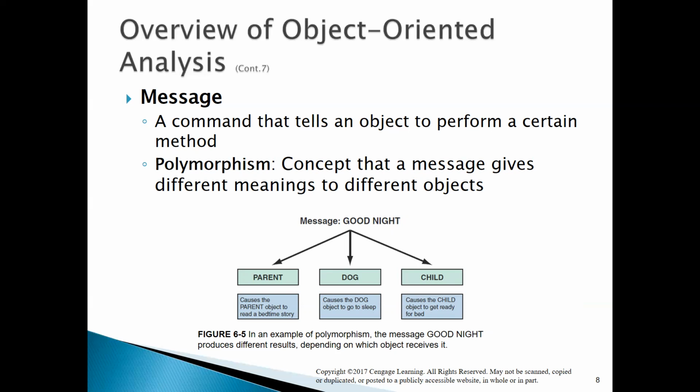Now we have some objects defined over there. We have an object for parent, dog, and child. Polymorphism means a message may mean differently to different objects. For example, when we say good night, a parent would think it is time to read a bedtime story for the kids. When you say good night to a dog, the dog may think it means to go to sleep, whereas for a child it is to just get ready for bed. So that simple message good night is interpreted differently for different objects at a specific point in time.